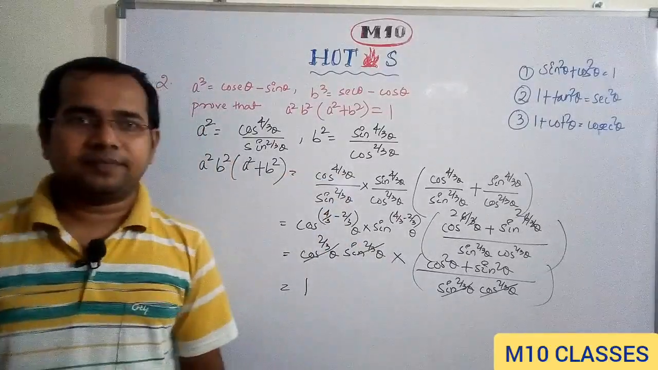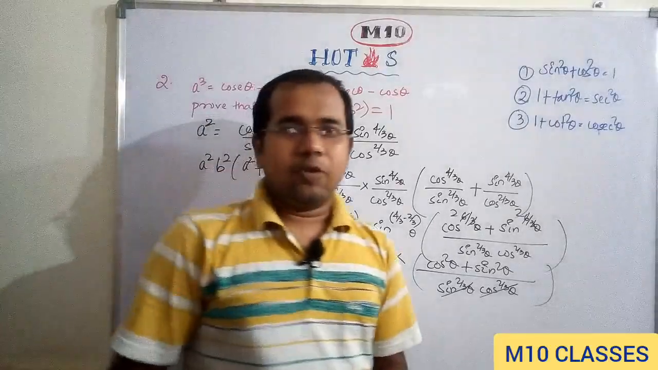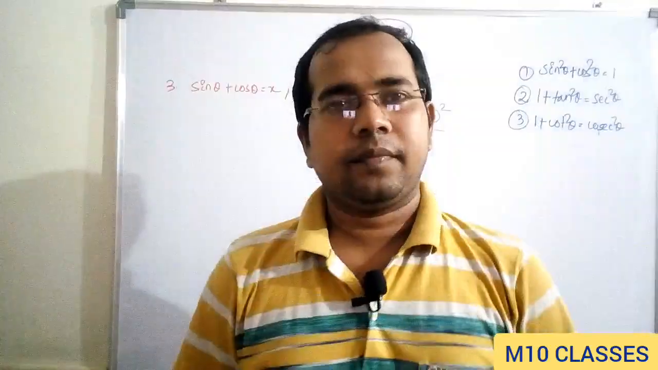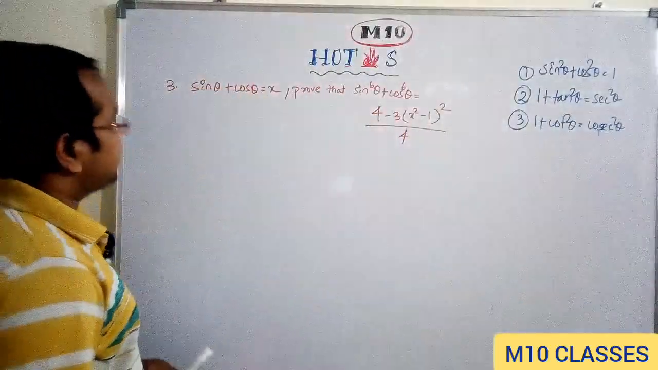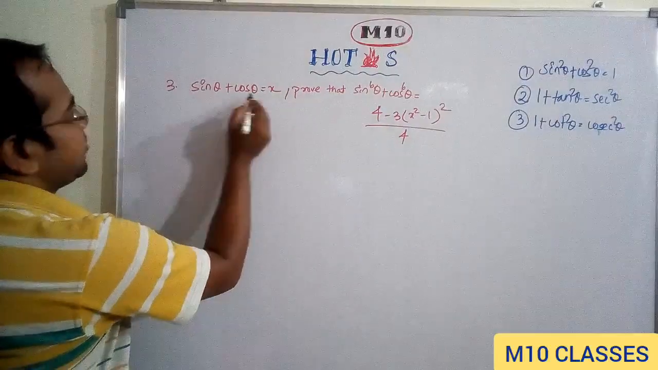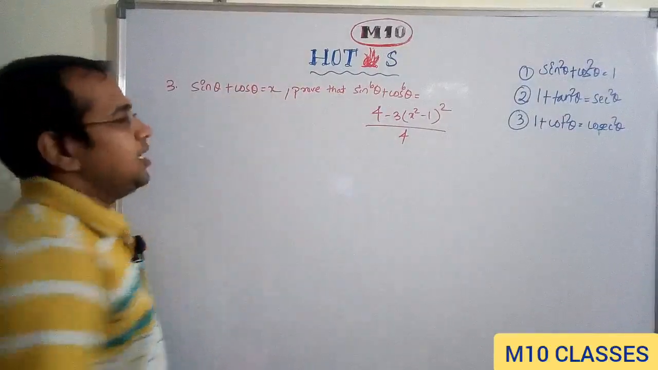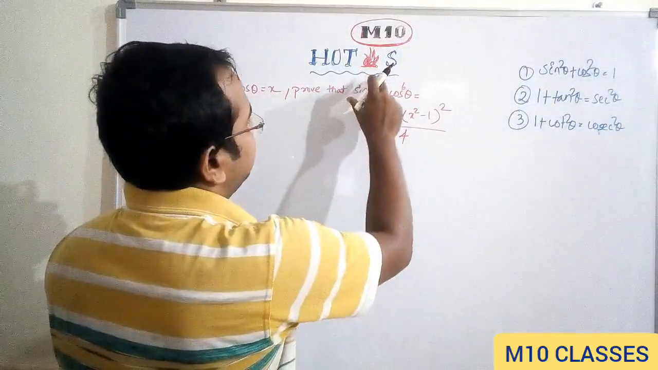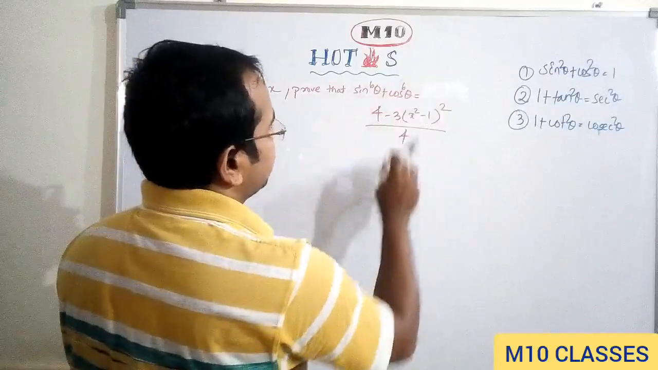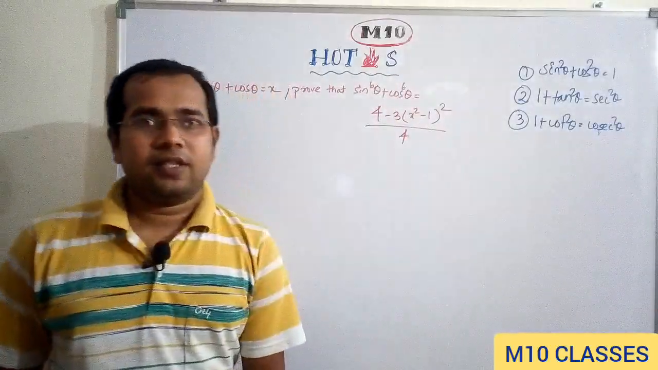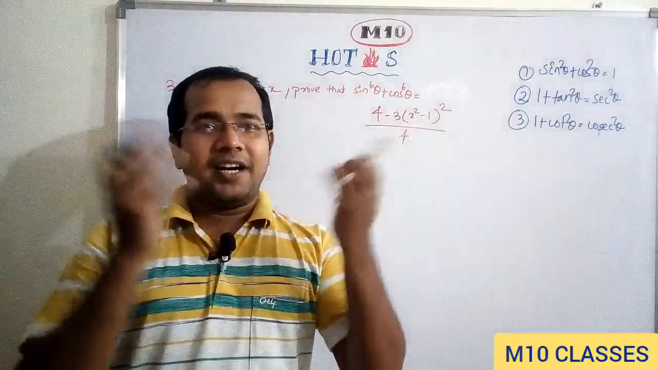Okay. So we'll go for another two questions. Now students, see question number 3. It is given if sin theta plus cos theta equals x, then prove that sin to the power 6 theta plus cos to the power 6 theta equals this much. Now students are saying, "Arey, kya aa gaya question?" Okay. Now let us solve it.